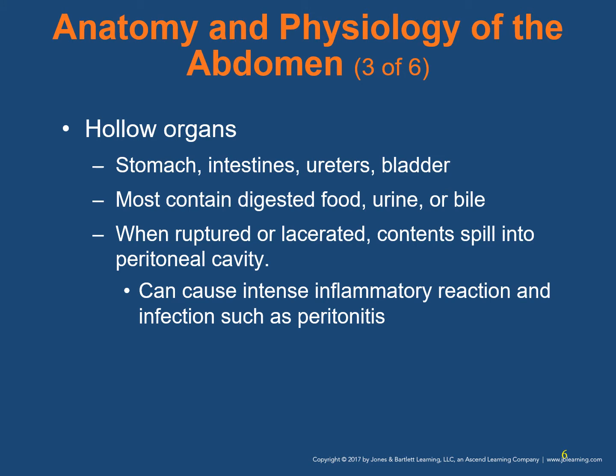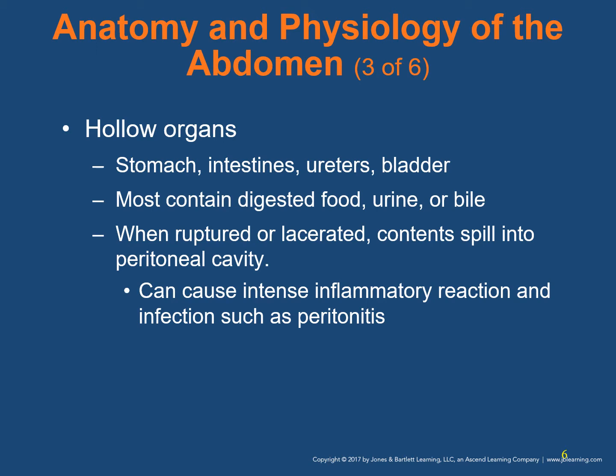Hollow and solid organs. The abdomen contains hollow and solid organs. The hollow organs of the abdomen include the stomach, intestines, ureters, and bladder. Most of these organs contain food that is in the process of being digested, urine that is being passed to the bladder for release, or bile. When ruptured or lacerated, the contents spill into the peritoneal cavity, which can cause an intense inflammatory reaction and possible infection.